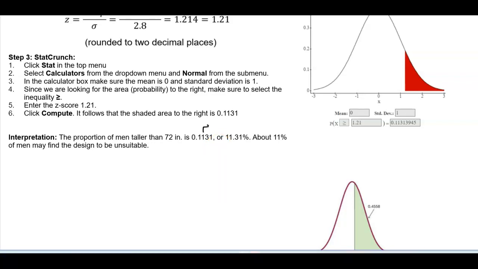Now, if we wanted to change this to percent, we're multiplying this by 100% to get this percentage. So we would say about 11% of men may find the design to be unsuitable.